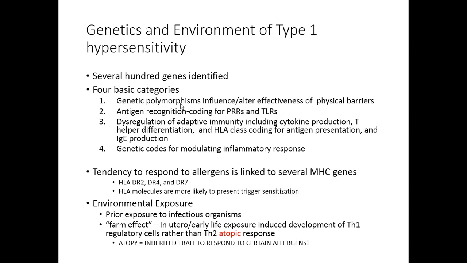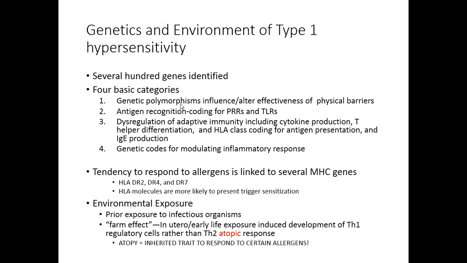And finally, there can be dysregulation that we've talked about briefly already, that hyper IgE production that can result during type 1 hypersensitivity. So those are 3 of the 4 categories. And the fourth one is mutations in the genetic codes that are going to control the inflammatory response.